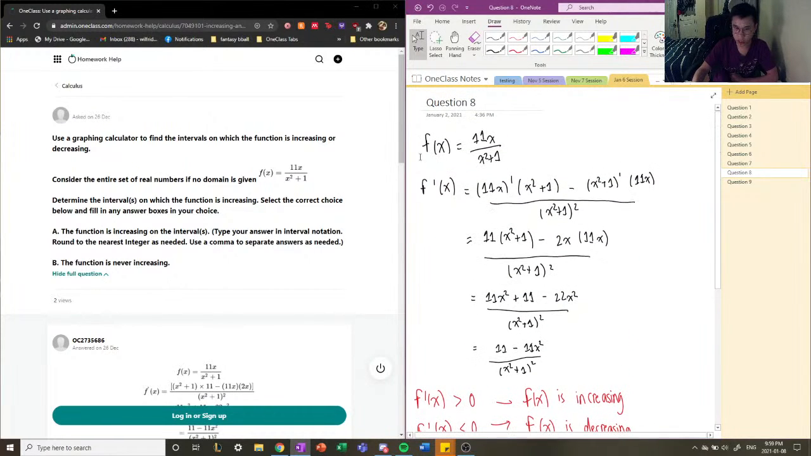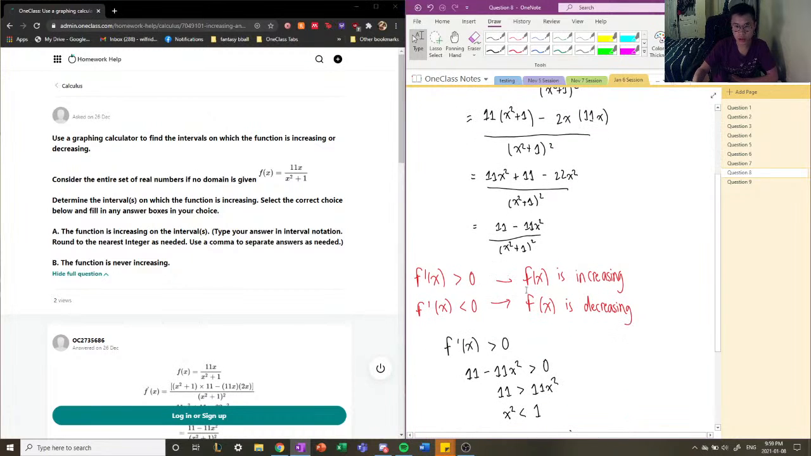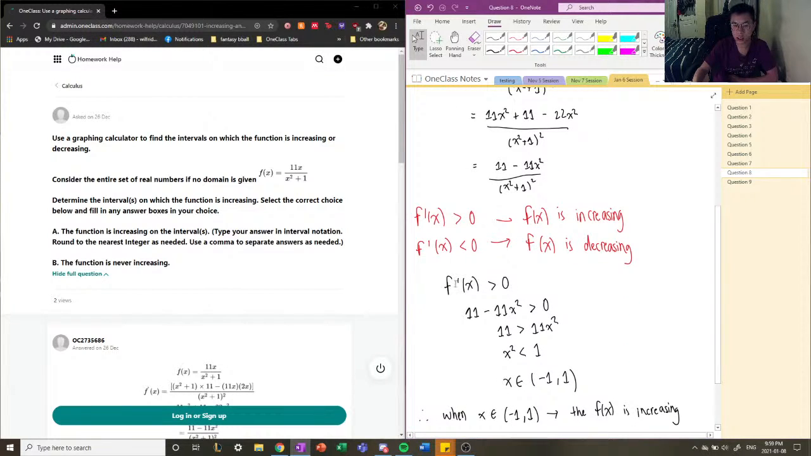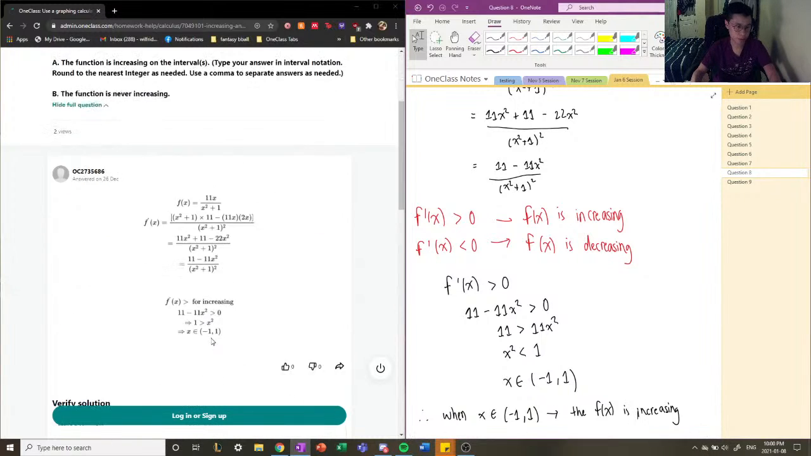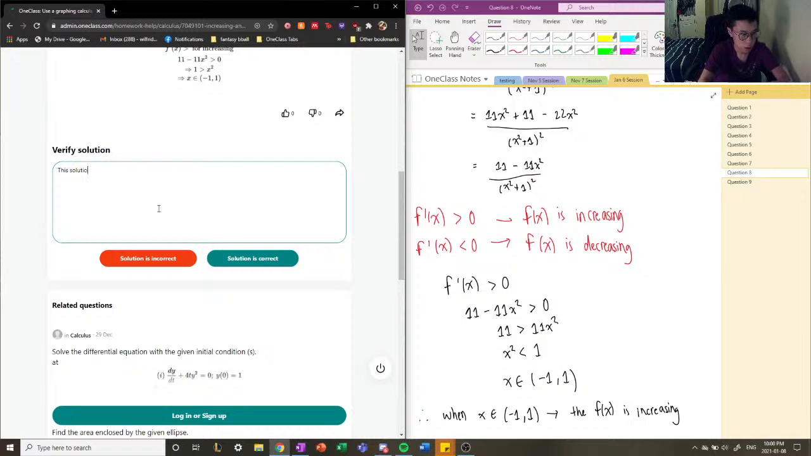So to recap, I found the first derivative of the function. I used this principle to evaluate when the function is increasing. So I just wanted to see when f prime of x is greater than 0. I looked at the nature of our function and reasoned that the numerator is going to be the determining factor in whether our derivative is greater than 0 or less than 0. And by doing so, I found that the numerator is greater than 0 when x squared is less than 1. And because of that, I found an interval which is when x is between -1 and 1, the function is increasing. Okay, so this solution is correct. Good work.